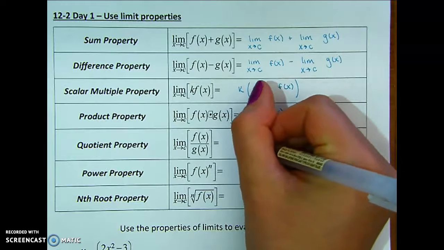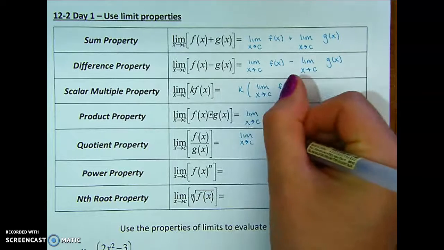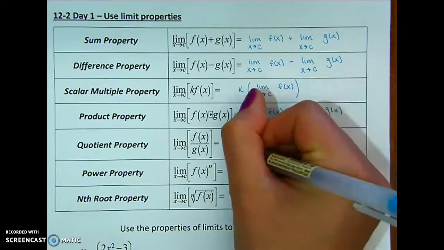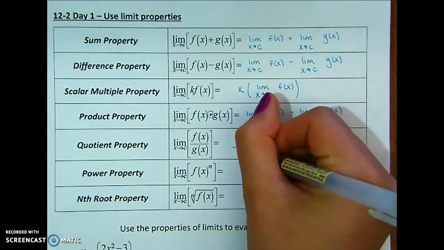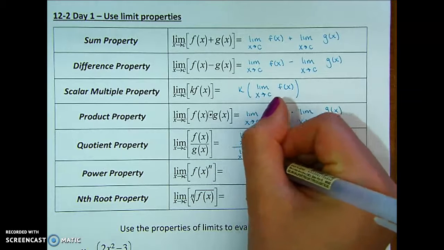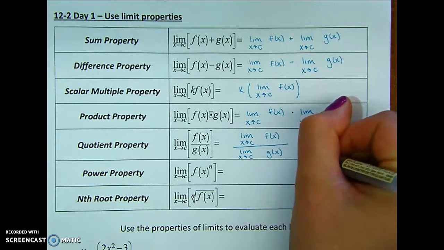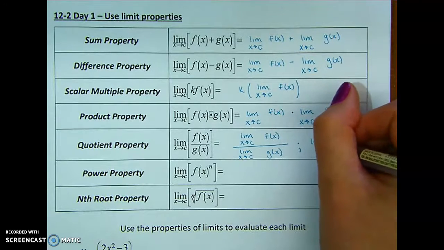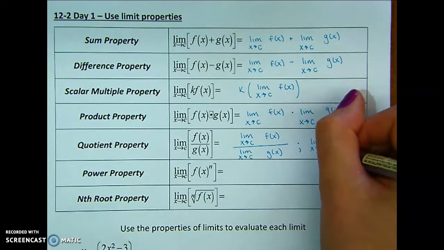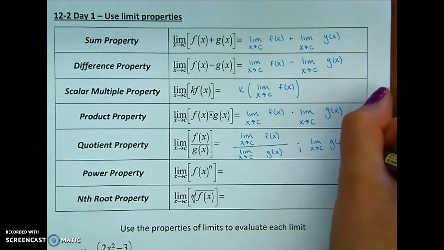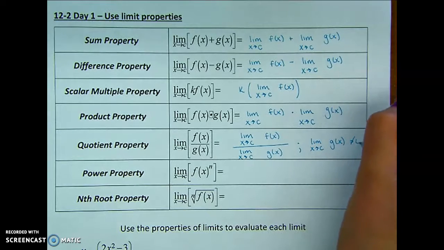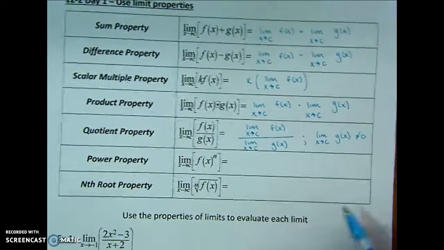So the limit as x approaches c of f of x divided by the limit as x approaches c of g of x, as long as the limit as x approaches c of g of x, because it's in the denominator, cannot equal 0, right? Or else it would be undefined.